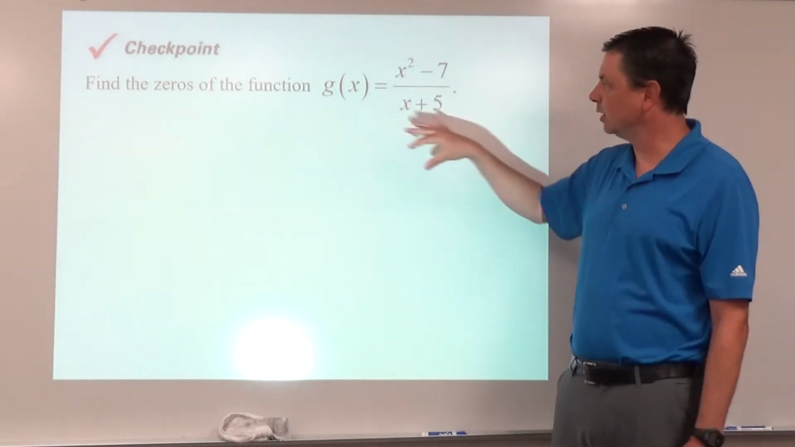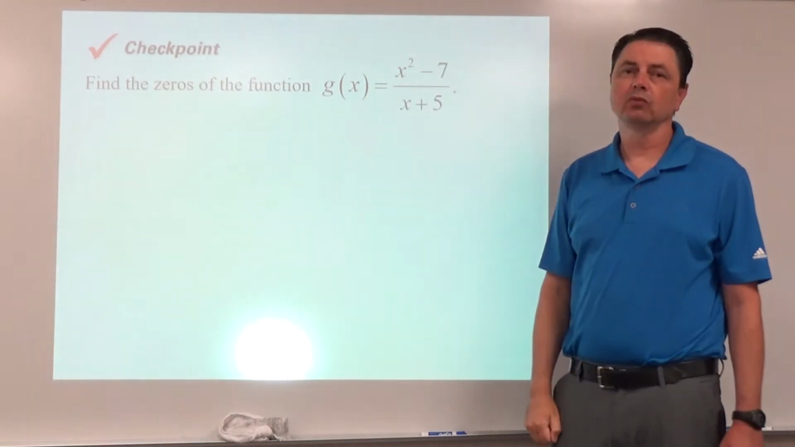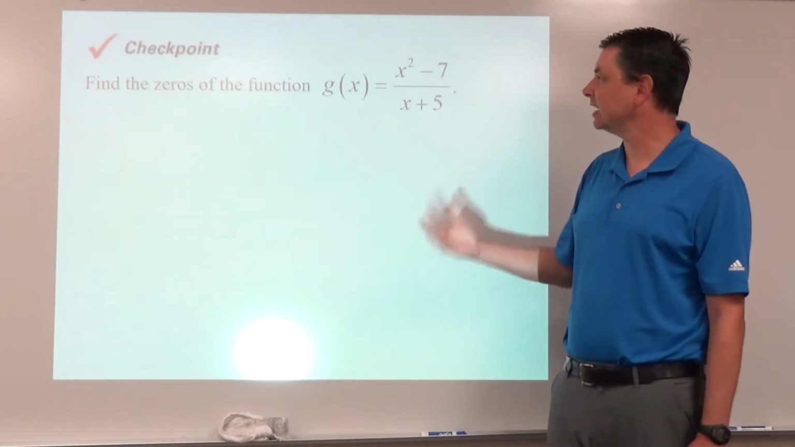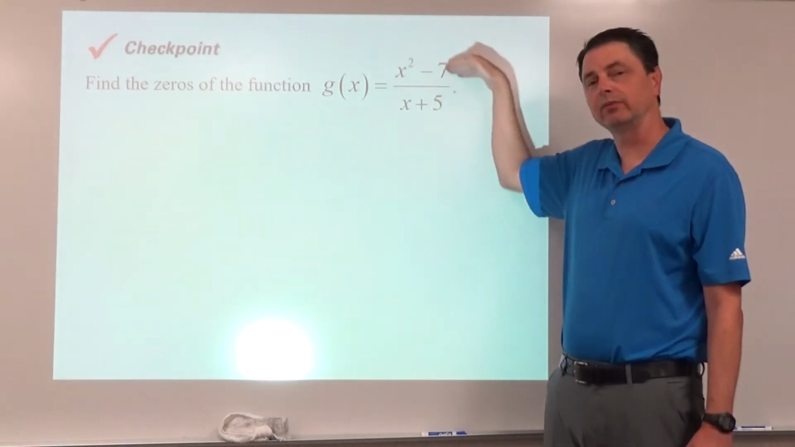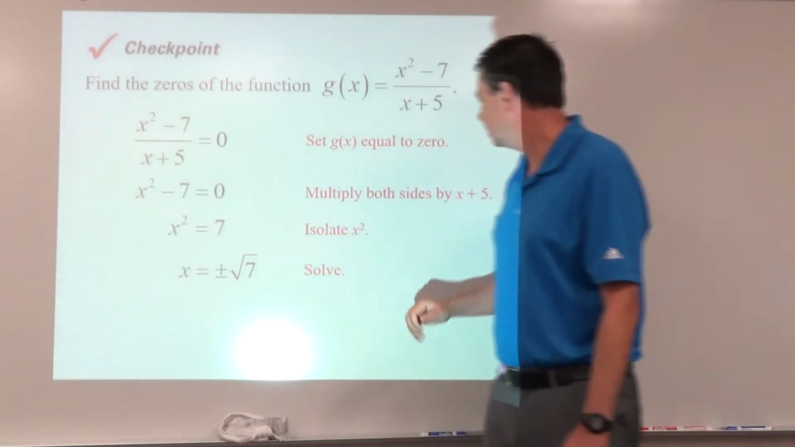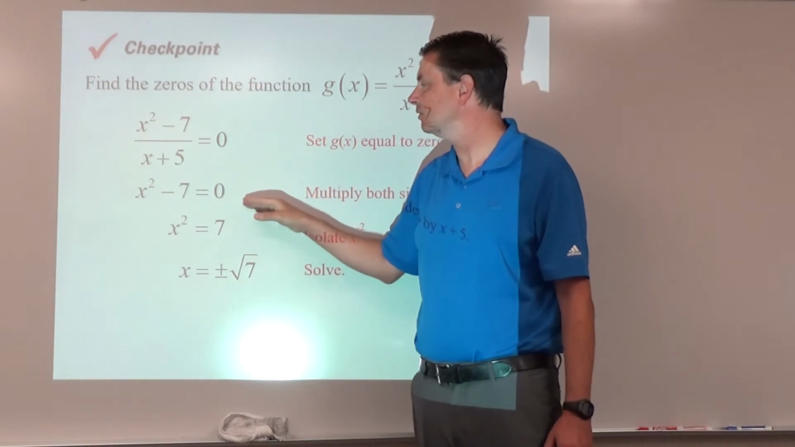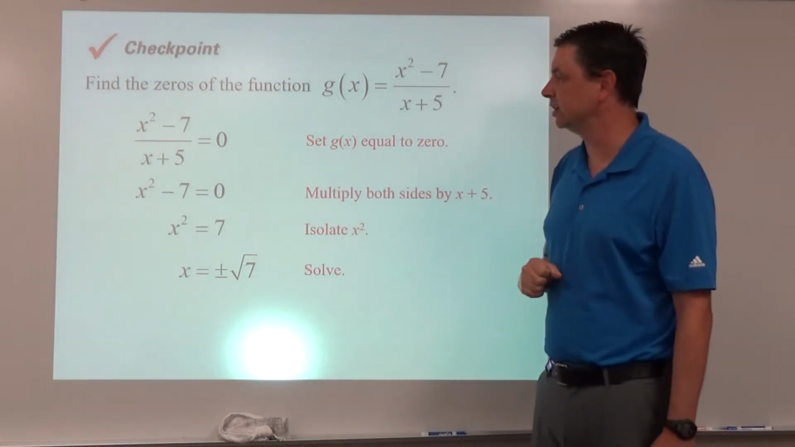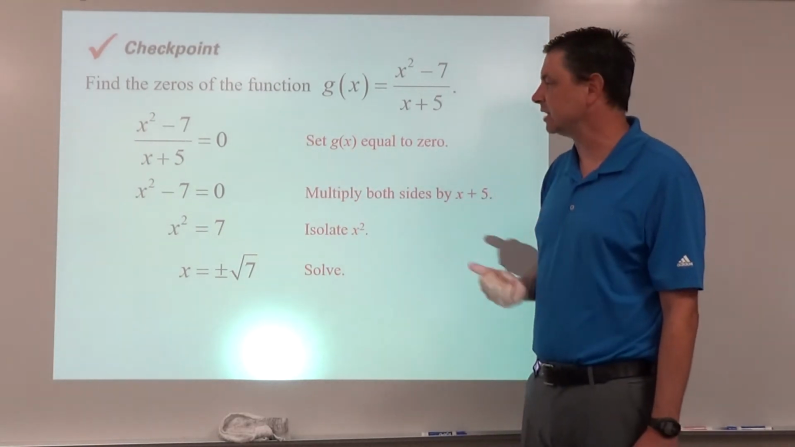All right, so a little bit more complicated here, where we now have a rational expression, a fraction with x's on top and bottom. In this case, we know we can't divide by 0, but zeros are really just going to come from the numerator. So if we set the whole thing equal to 0, we can multiply both sides by x plus 5, in which case 0 times x plus 5 is still going to be 0. So as we can see, the denominator doesn't really matter in this type of problem.